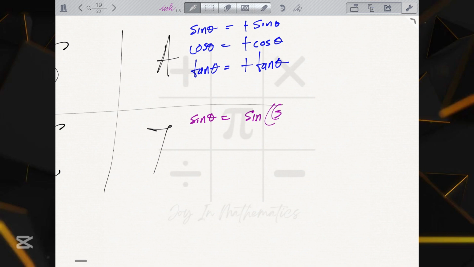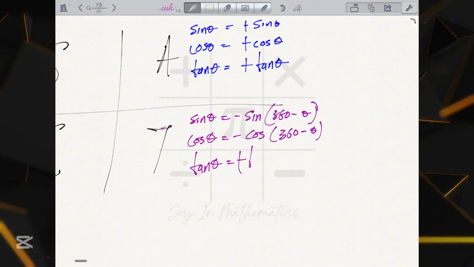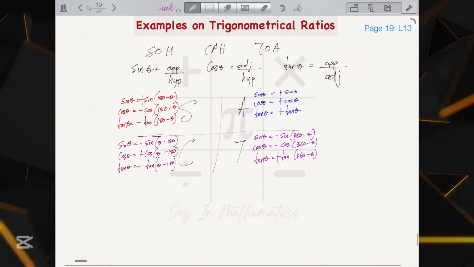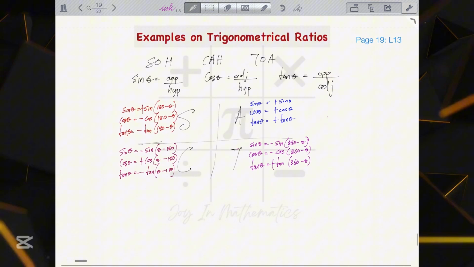And finally, in the fourth quadrant, sine theta is equal to sine of the relative acute angle, which is 360 minus theta, and it is negative because only tan is positive in the fourth quadrant. Similarly, cos theta will be cos of 360 minus theta, and this is negative, and tan theta will be positive tan 360 minus theta. Now I want you to understand that this works only for positive angles.